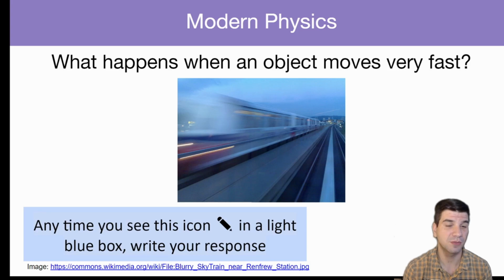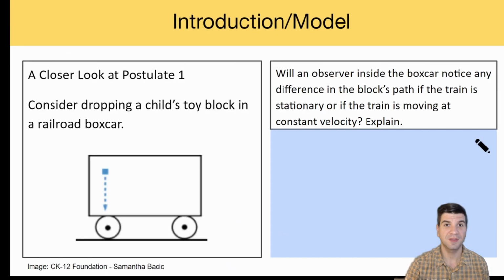one object move at two different speeds. So in today's lesson we took a look at a very interesting scenario. A person inside of a boxcar dropped a child's toy block and it fell straight down. To that observer, everything happened like it normally does. Gravity pulled down on the object and it fell straight down.